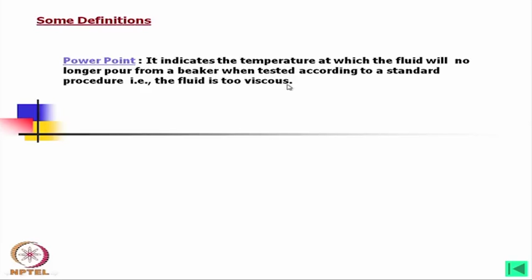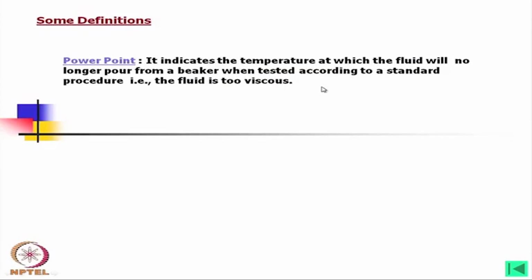You can conduct a very simple experiment, particularly at low temperature. If you try to pour the oil from the beaker to another pot or another beaker, you will find that oil is coming very slowly, it is very thick, and at some low temperature, it will not pour at all into the next one. So, that is called pour point, POUR.